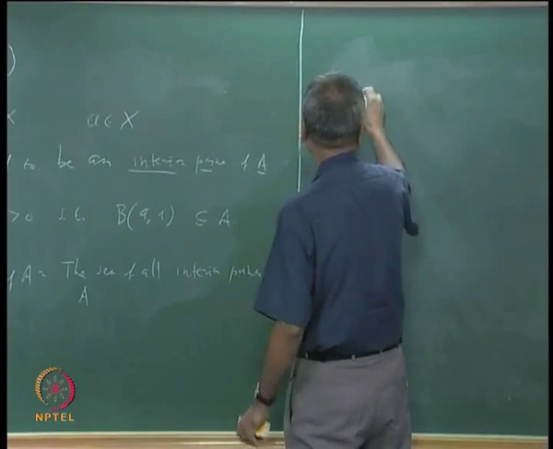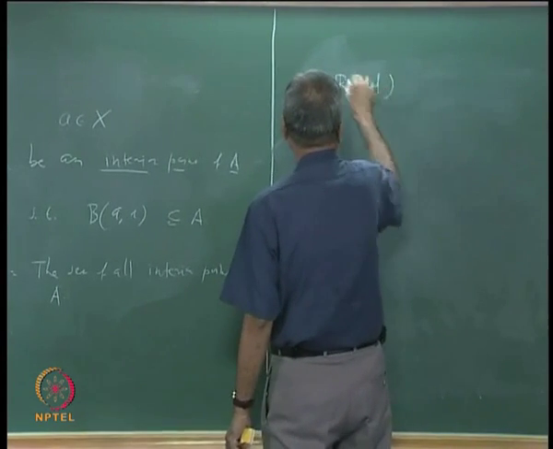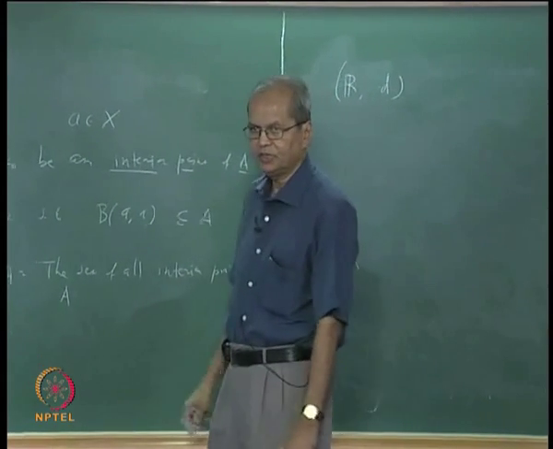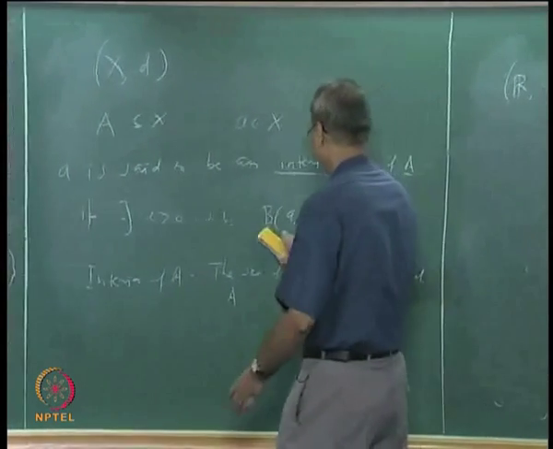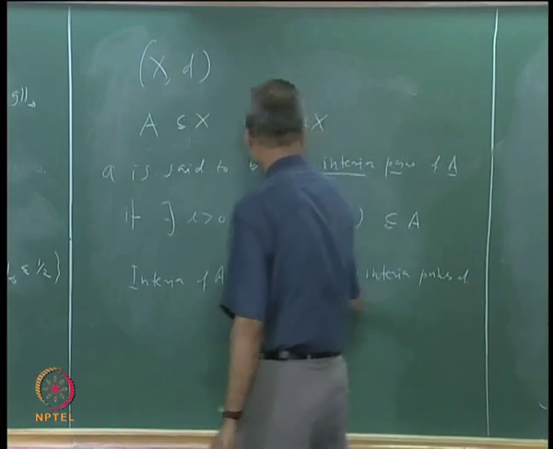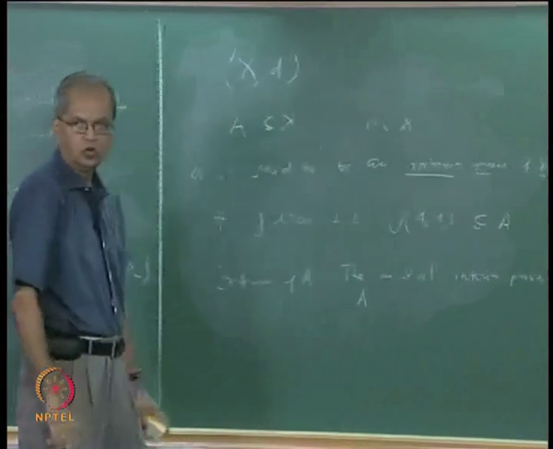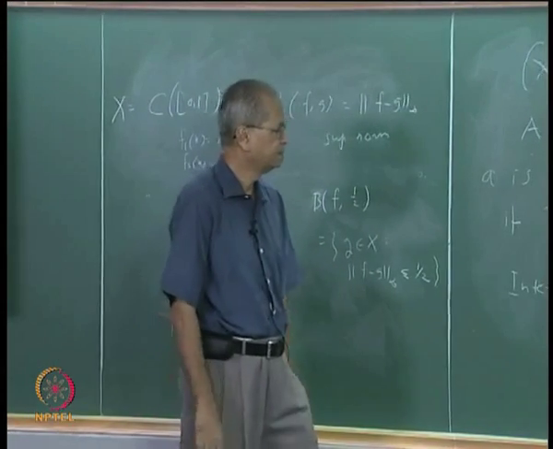For example, let us take the set R with the usual metric. Oh, right, this should be open ball. Open ball with center at a and radius r. So that should be U.